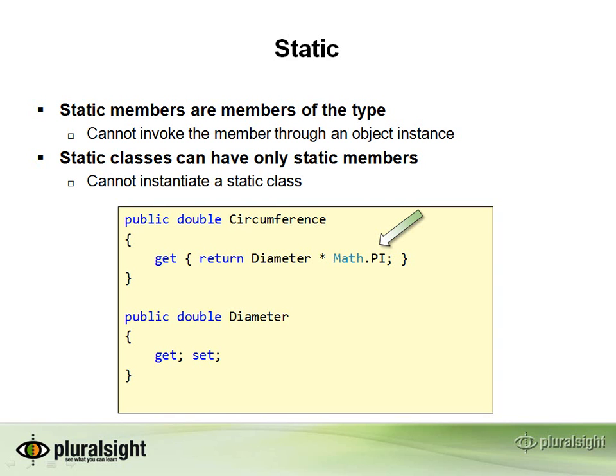The static keyword in C# is important because when you use the static keyword on a member, like a property or a method, the member then belongs to the type and not to an instance of the type. Let me give you an example.